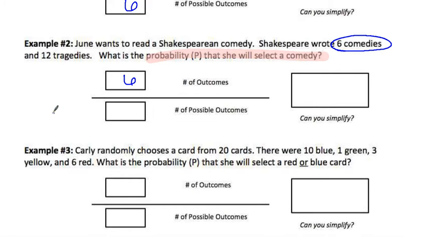Now, because there are 6 comedies and 12 tragedies, you need to add them together to find the total, because this is comedies related to total. If you add those together, you get 18. Now, the question is, can I simplify that? I can simplify this by 6, or by 2 a few times, and I'll end with 1/3 probability of choosing a comedy.